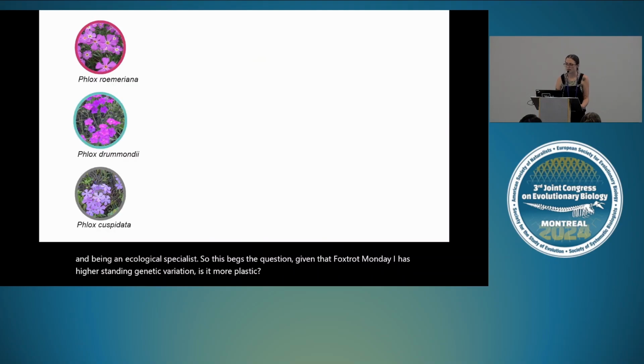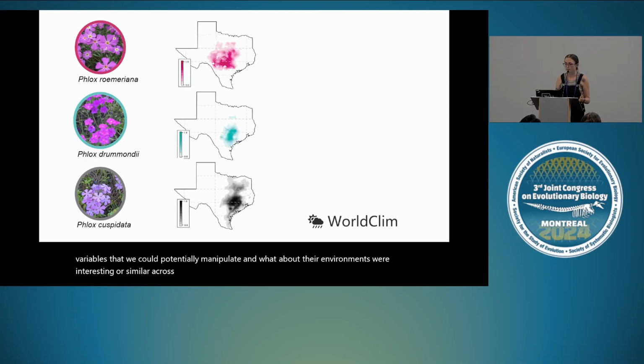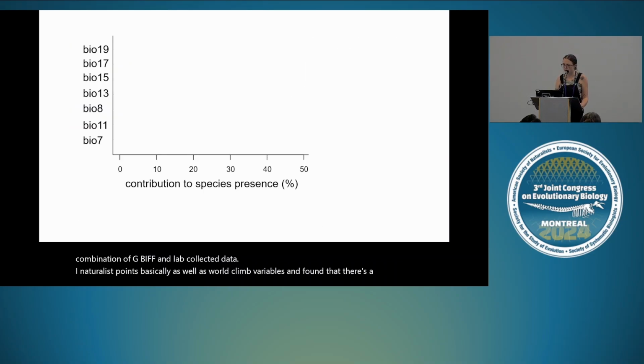So to start answering this question, we wanted to get an idea of the types of environmental variables that we could potentially manipulate, and what about their environments were interesting or similar across species. So we did some MaxEnt distribution modeling using a combination of GBIF and lab-collected data, iNaturalist points, basically, as well as WorldClim variables, and found that there's a pretty strong overlap.